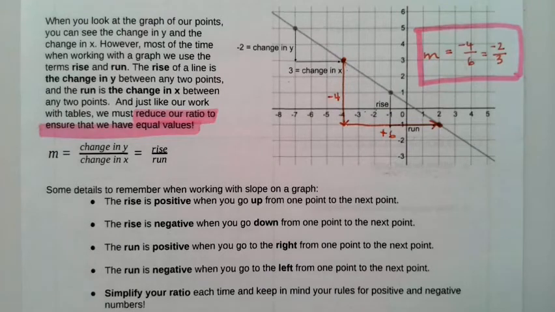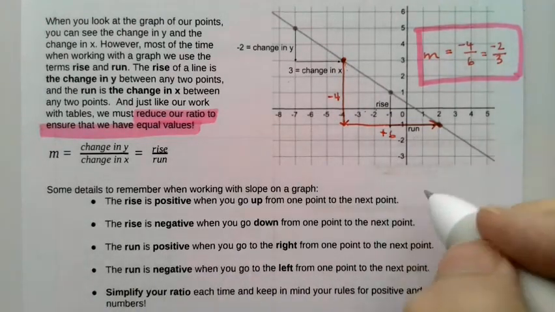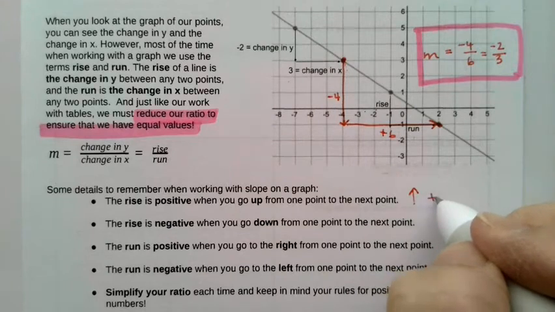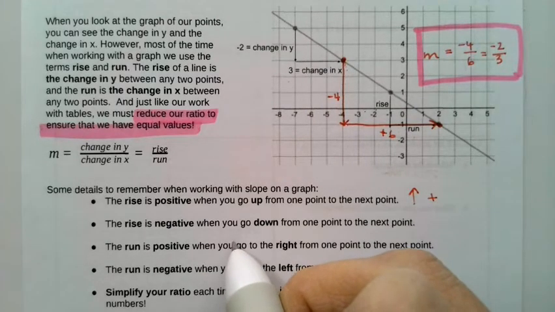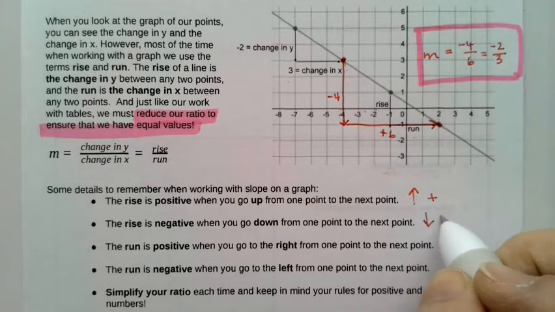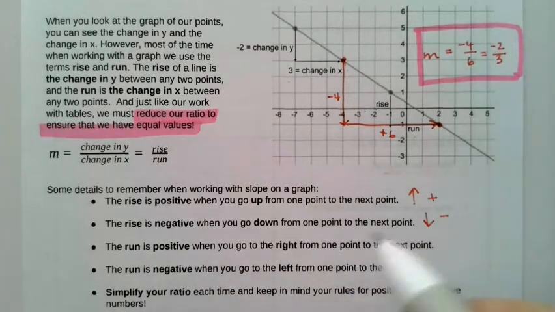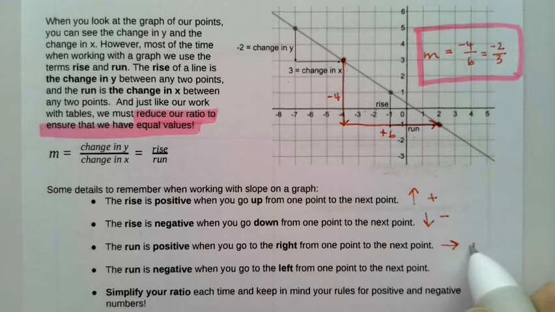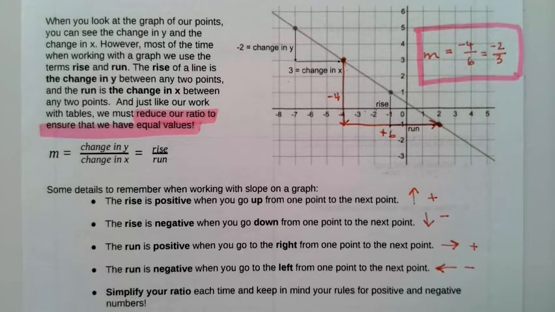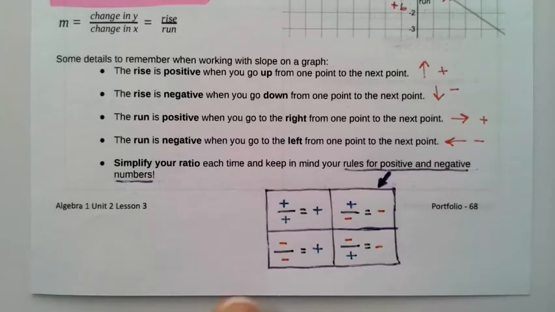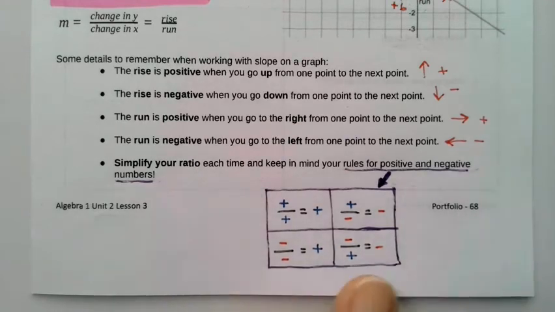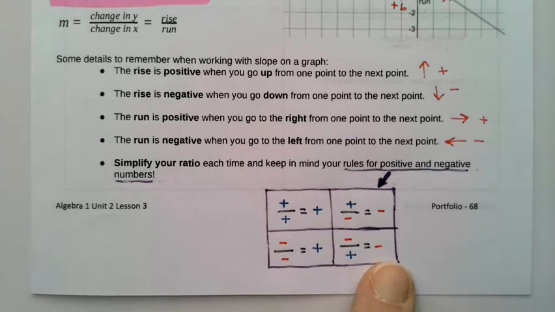Let's look at these details. So the rise is positive when you go up. So when you're going up on the graph, that is positive. When you go down, the rise is negative. So if you're going down, the value is going to be negative. The run is positive when you go to the right, so that's always going to be positive. And if you go to the left, the value is going to be negative. And you want to simplify your ratios by remembering those rules. My last reminder is just positive divided by a positive is a positive, negative divided by negative is a positive, and if they're opposite signs, the result is negative.